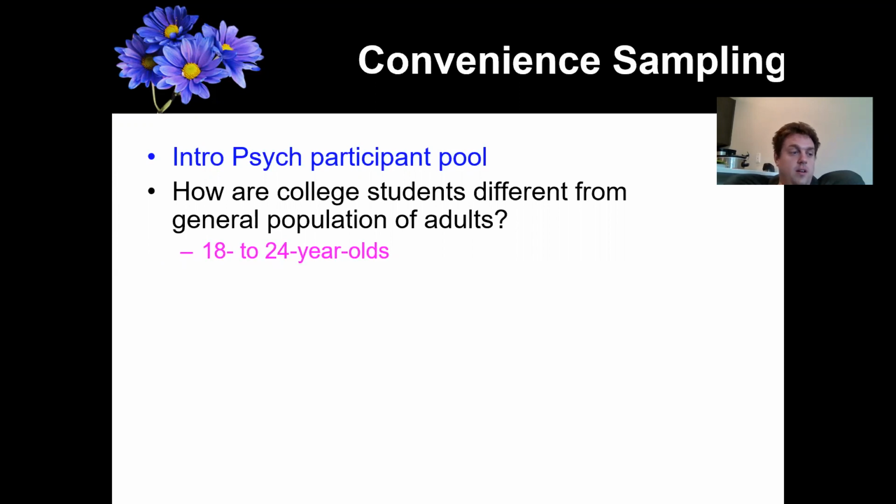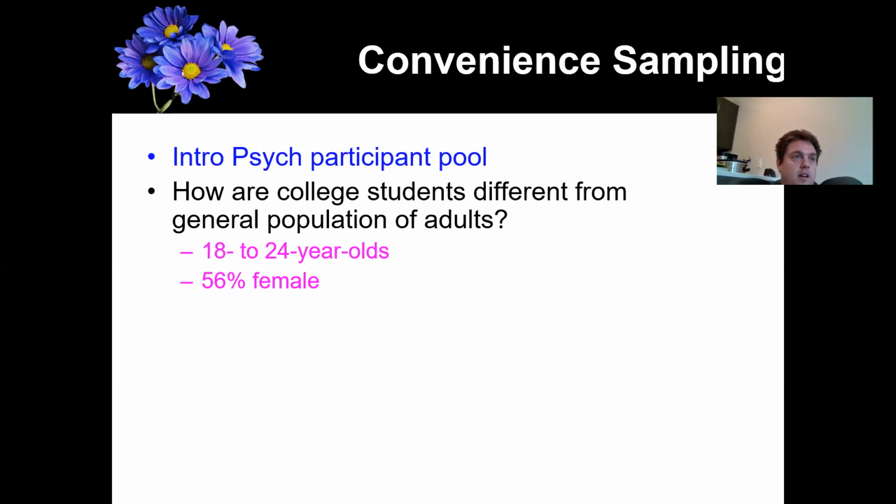College students are probably not, or definitely not, I should say, representative of that. They're going to be a pretty narrow age range, 18 to 24. There are actually more females than males in psychology, as well as college in general. And there are some others too. They tend to be, like I said, from pretty high income families, and have many other characteristics. So this is something to consider when thinking about the generalizability of a result.